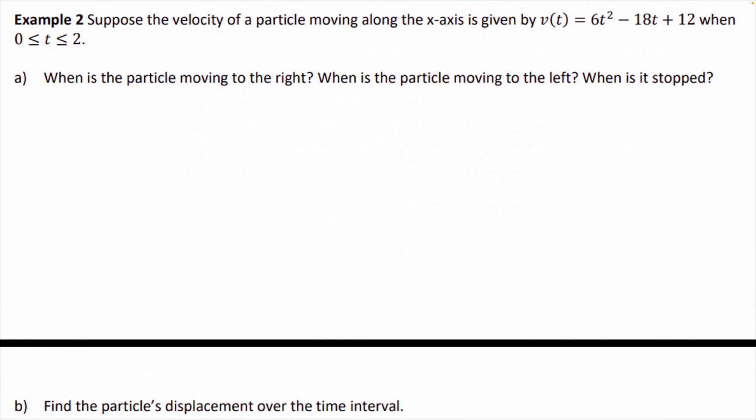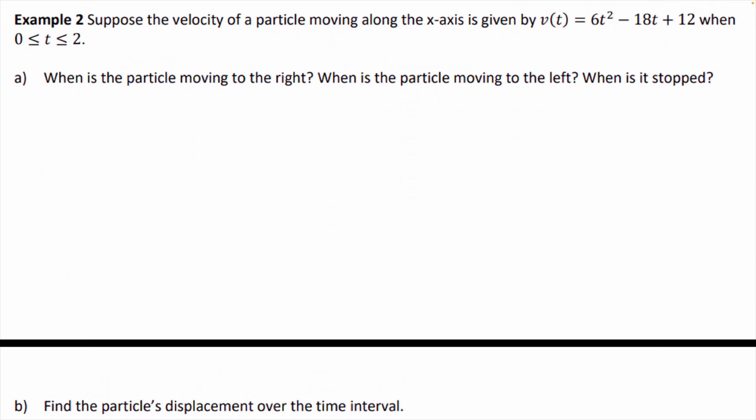Okay. So suppose the velocity of a particle moving along the x-axis, left and right, is given by v of t = 6t squared minus 18t plus 12, when the interval goes from 0 to 2. When is the particle moving to the right? When is the particle moving to the left? When is it stopped?